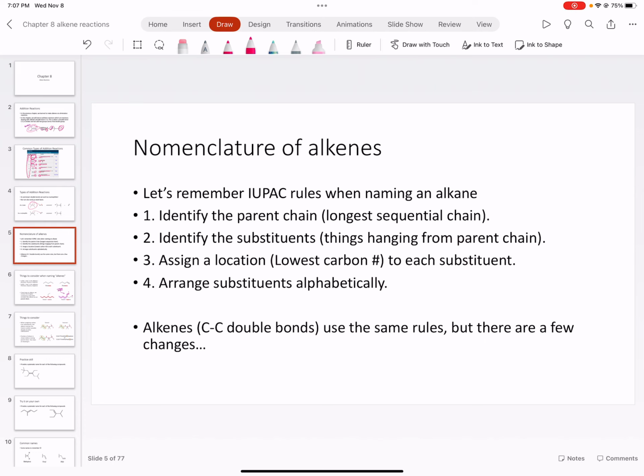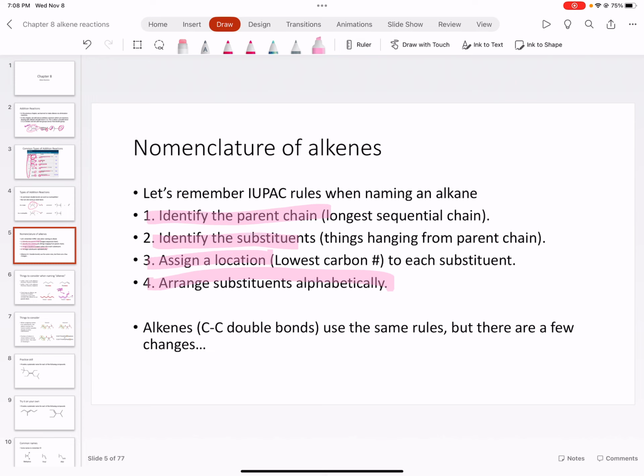We always start every chapter with a little bit of nomenclature, this time of alkenes. So we have to remember a little bit of IUPAC rules. We already know the basic rules: we have to identify the parent chain, which is the longest consecutive chain. We then identify the substituents, which are the things that hang from the parent chain. Then we assign the lowest location number to each substituent, and then we arrange the substituents alphabetically.